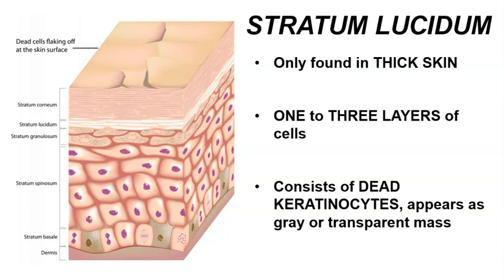It appears as a gray or transparent mass because the glycolipids that are released by the dying cells prevent this layer from taking up any dye or stain. The dyes or stains are used to give the cells color so that we can see their structures when we examine them underneath the microscope. However, this layer stains poorly due to the presence of those lipids.